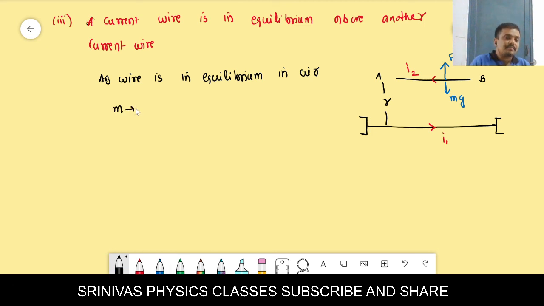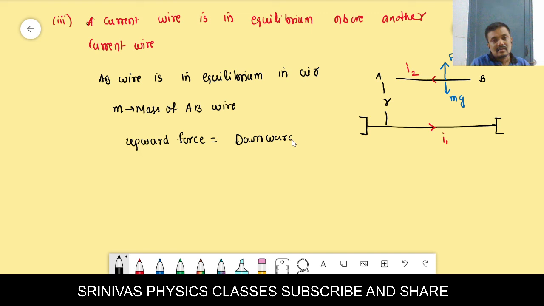M is the mass of AB wire. Then AB wire is in equilibrium. What is the condition for that? Equilibrium condition is what? Upward force should be equal to downward force. Is it right?